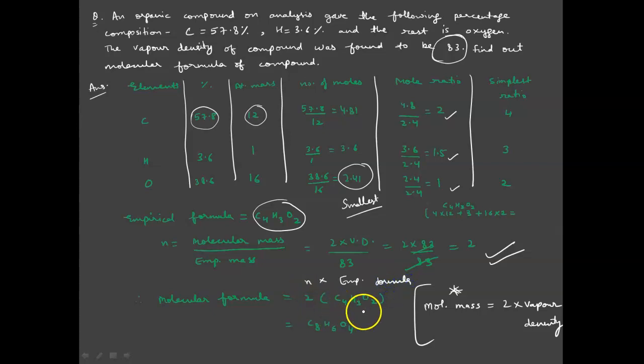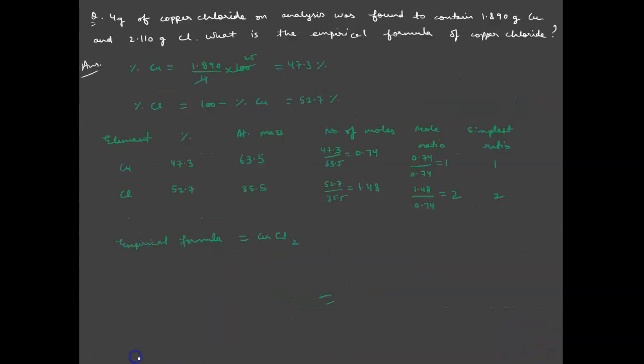So n is 2 and the empirical formula is C4H3O2. It comes out to be C8H6O4. So this is the final molecular formula of the compound. This question is different from the previous one, because here we have used a different formula: molecular mass equal to 2 into VD, that is vapor density. Remember this formula. It is very useful in many questions of chemistry.